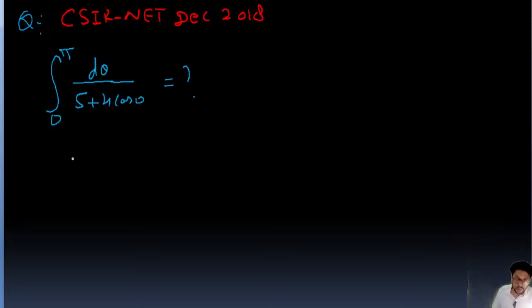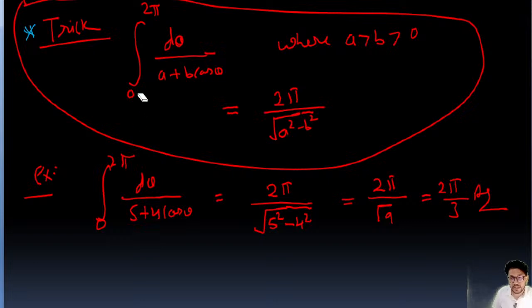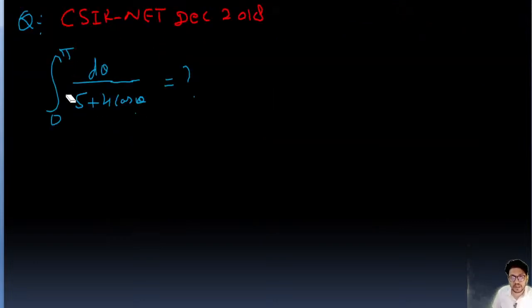Okay, so we can see this is an even function, guys. Cos theta is an even function. And we know this formula, but the limit should be 0 to 2 pi, right? The same question, but here you can see the limit is 0 to pi, not 0 to 2 pi. Because it's an even function, it means we can change the limit, we can break the limit.